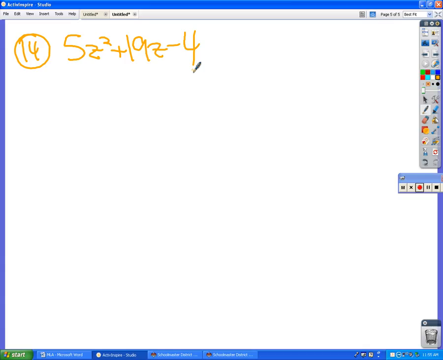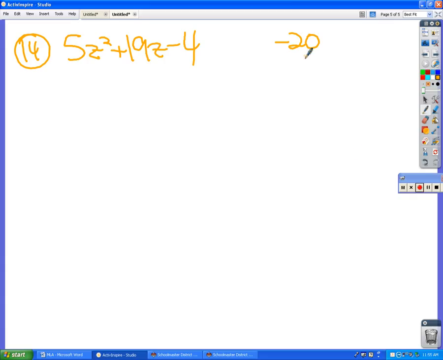All right. 14 is a good one to do because what's different about the number on the end this time? It's a negative. Okay, it's a negative, and I have to keep that in mind when I multiply the first number and the last number. So when I go 5 times negative 4, I don't get 20, I get negative 20. So I need 2 numbers that are going to multiply together to be negative 20 and add to be 19.